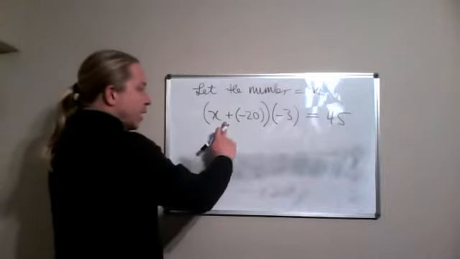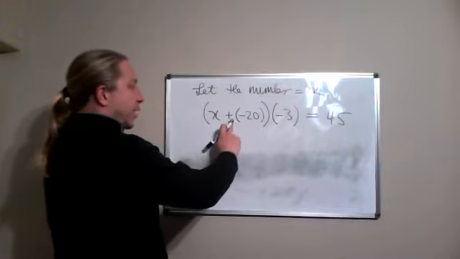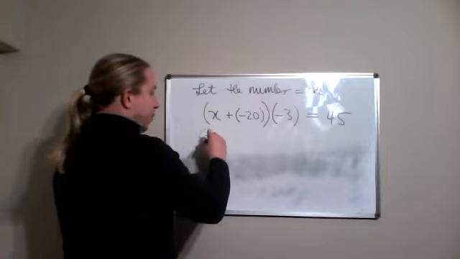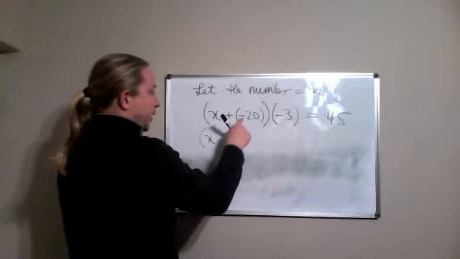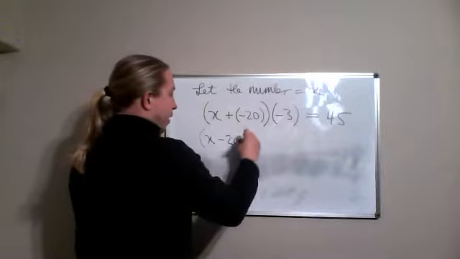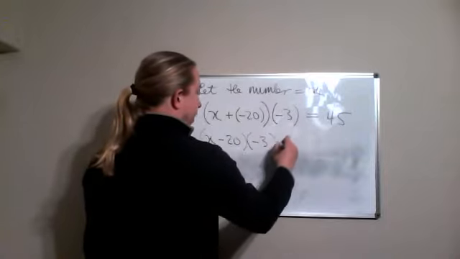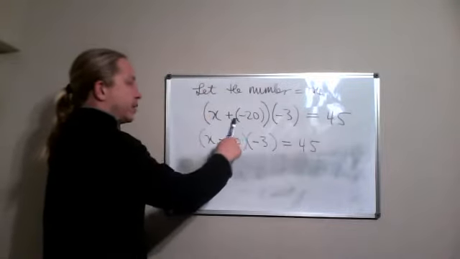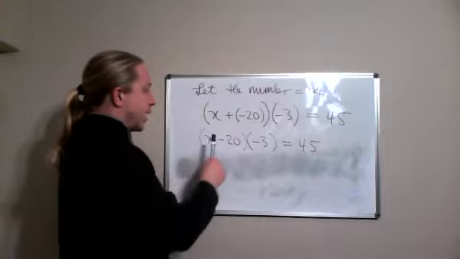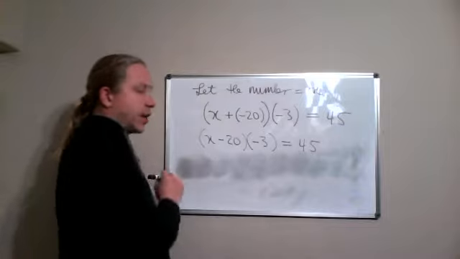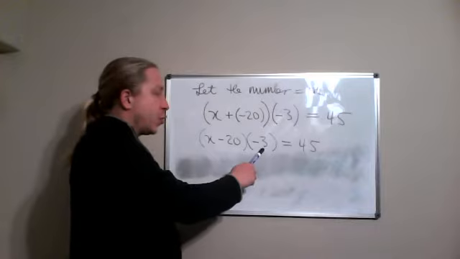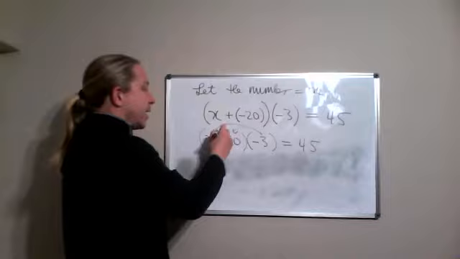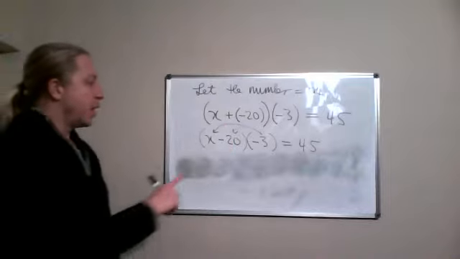Remember, first we start with the brackets. Here we have a positive and a negative being multiplied, so that will equal x, plus times a minus is a minus 20, multiplied by negative 3 equals 45. All I've done is multiply those two in there to get minus 20. Now we can multiply these two brackets together. Remember, when we have a number outside the bracket, we multiply it into every term.